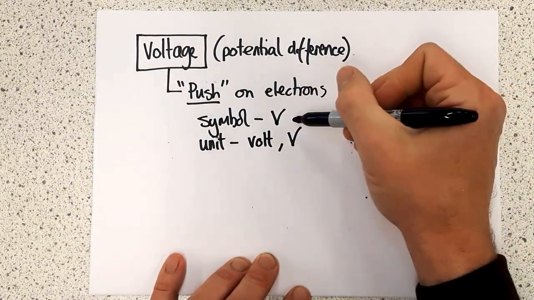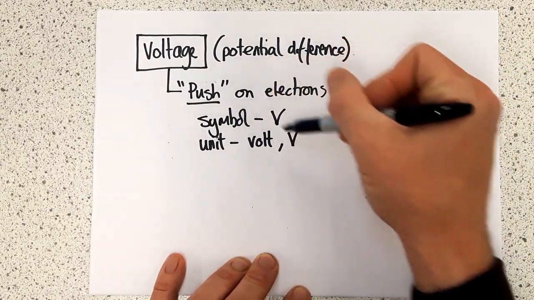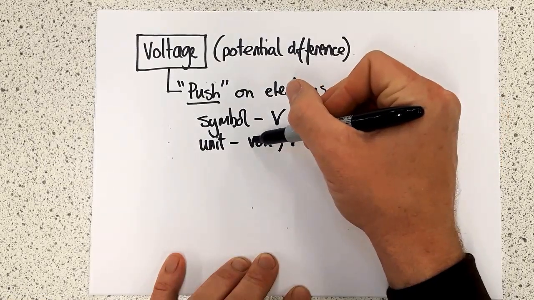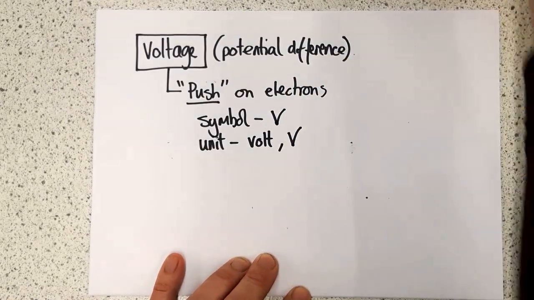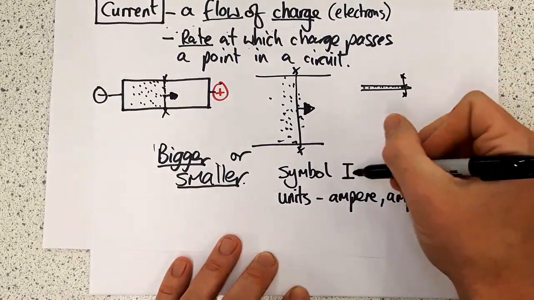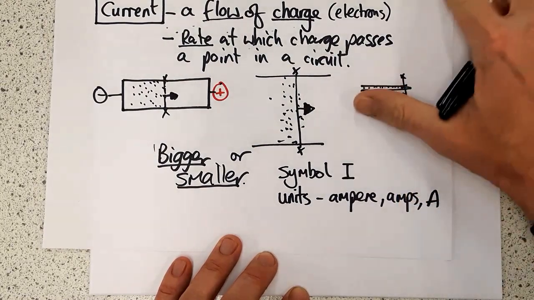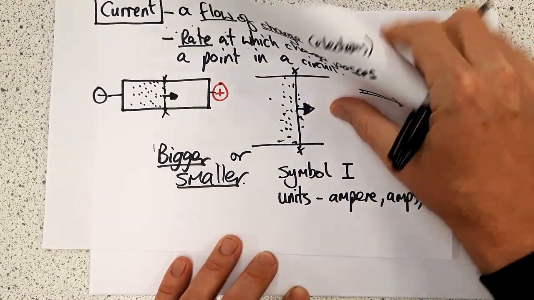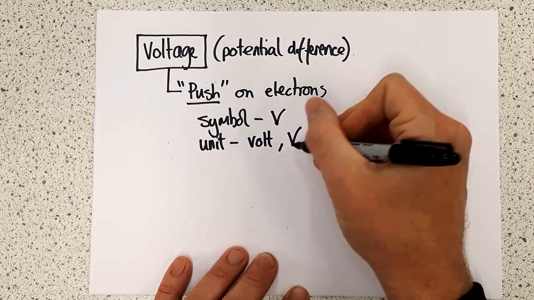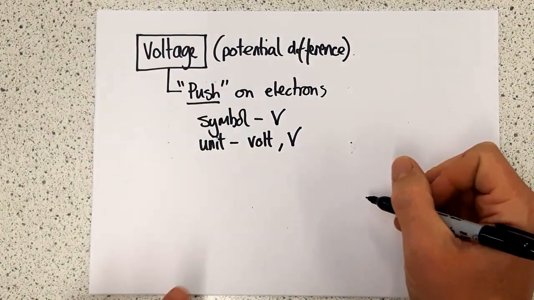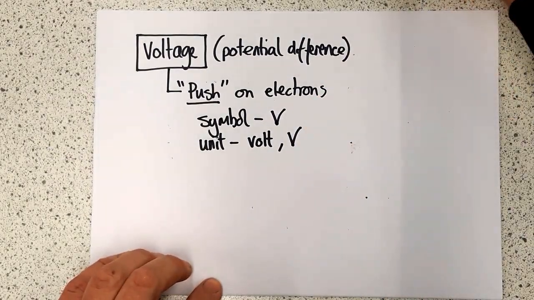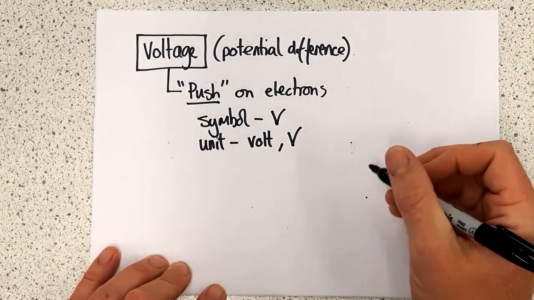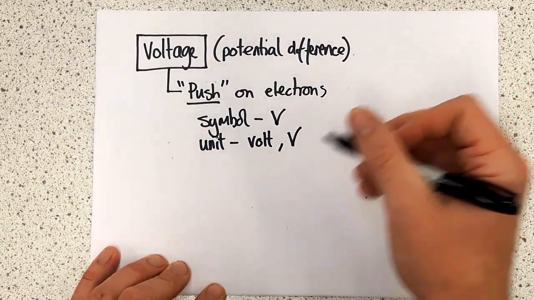Pupils often get tied in knots with the fact that the symbol which represents it is the same as the unit, which is what it's measured in. Okay, so just remember, current is symbol I, its units are amps, and voltage is measured in volts. So when we're measuring voltage and current, we have to use an ammeter or a voltmeter.